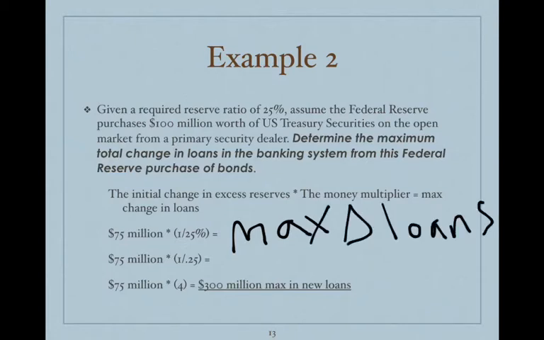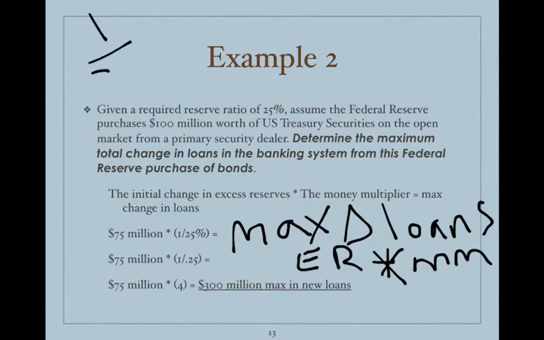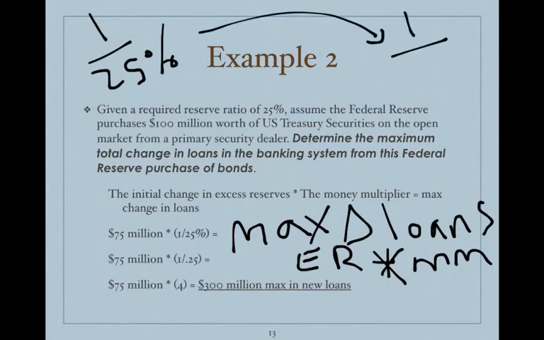Now to do the max change in loans, we're going to take whatever that excess reserve amount was, whatever ER was, and we're going to multiply that times whatever the money multiplier is. So in this case, we know excess reserves is $75 million. We want to figure out the money multiplier. Well, the money multiplier is 1 divided by 25%, or when we convert that into a decimal, 1 divided by 0.25. And 1 divided by 0.25 we know will give us our multiplier of 4.